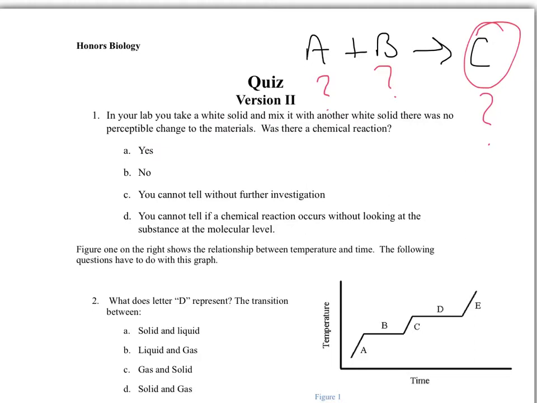For instance, if it changes litmus paper to a different color, or maybe it doesn't change litmus paper at all, so it's not an acid or a base any longer, or maybe it reacts with metals where it didn't react with metals before. So you're looking for some kind of change that's going to allow you to do that.